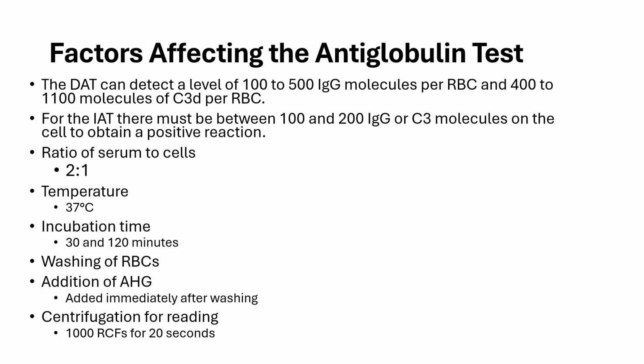Washing of red blood cells is essential to remove those unbound antibodies and serum proteins. Type of antihemoglobulin reagent: for using, polyspecific or monospecific, IgG or complement, what are we looking for? And also your red blood cell suspensions need to be a 2 to 5% suspension, which is the most commonly used.